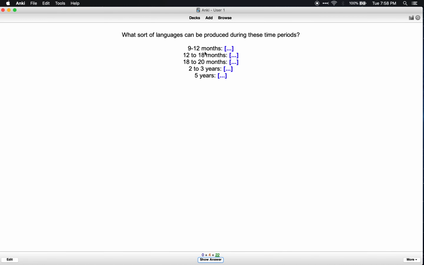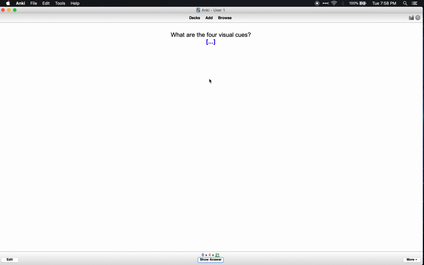9 to 12 months babbling, 12 to 18 months one word, 18 to 20 months explosion of words, 2 to 3 years three-word sentences, 5 years full language mastery. Object form, motion constancy.